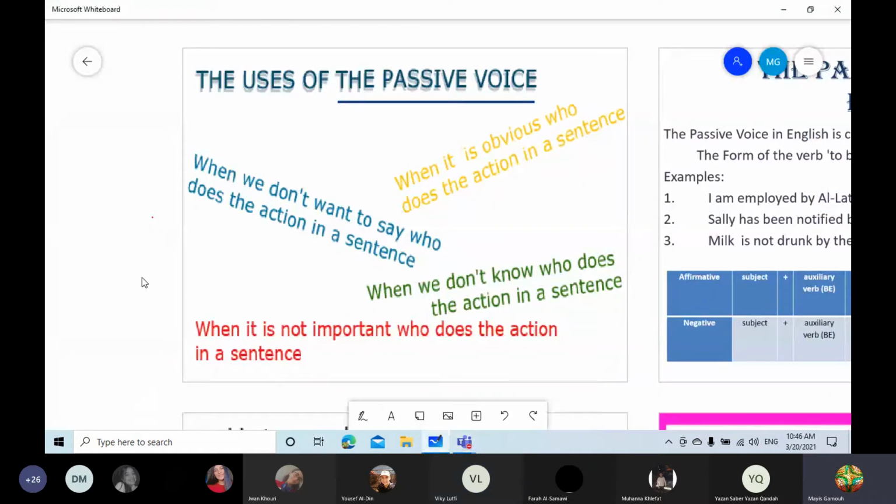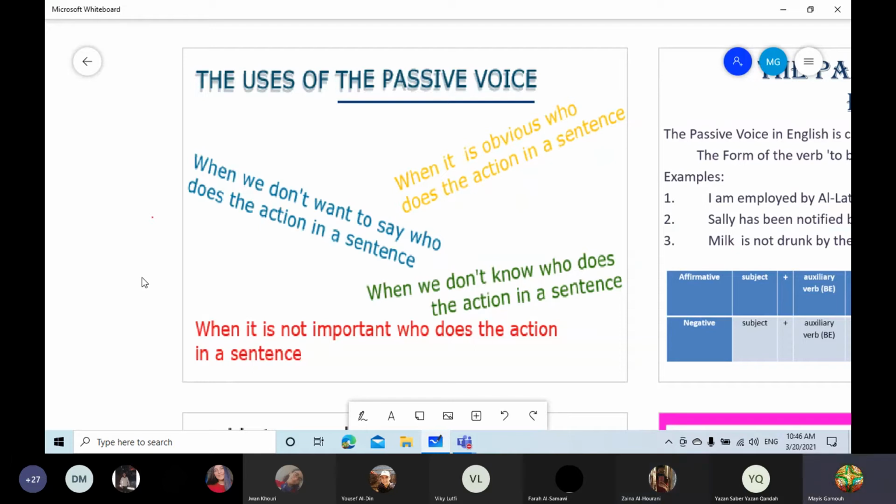Go ahead, Zaina. When it's obvious who does the action in a sentence. When we don't want to say who does the action in a sentence. When we don't know who does the action in a sentence. When it's not important who does the action in a sentence. Yeah. Thank you, Zaina.